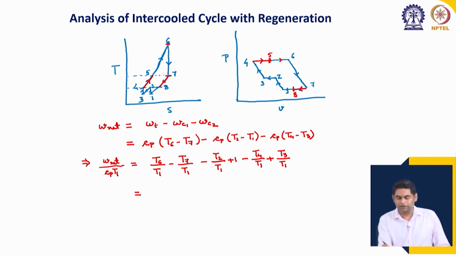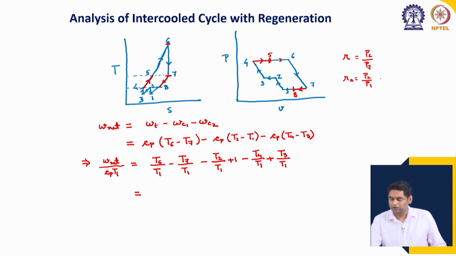This is for the expansion in the turbine. We have the overall pressure ratio R, which is P6 by P7, and the compressor pressure ratios we had defined as R A to be P2 by P1 and R B to be equal to P4 by P3, and we had seen that R should be equal to R A into R B.